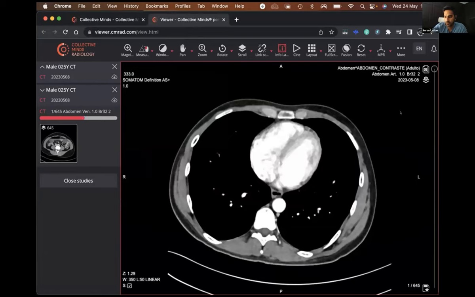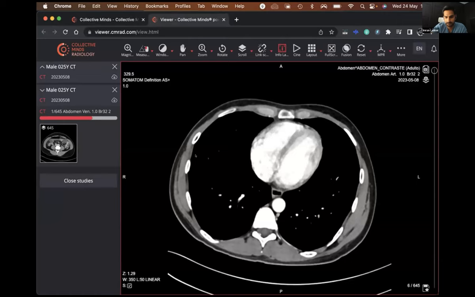Okay, so we're just waiting for the download. So first off, is it contrast or non-contrast? It looks like a contrast study because we can see that there is some increased density located within the aorta there. And now we're going to scroll through. Let's do one scroll through once it's all downloaded.